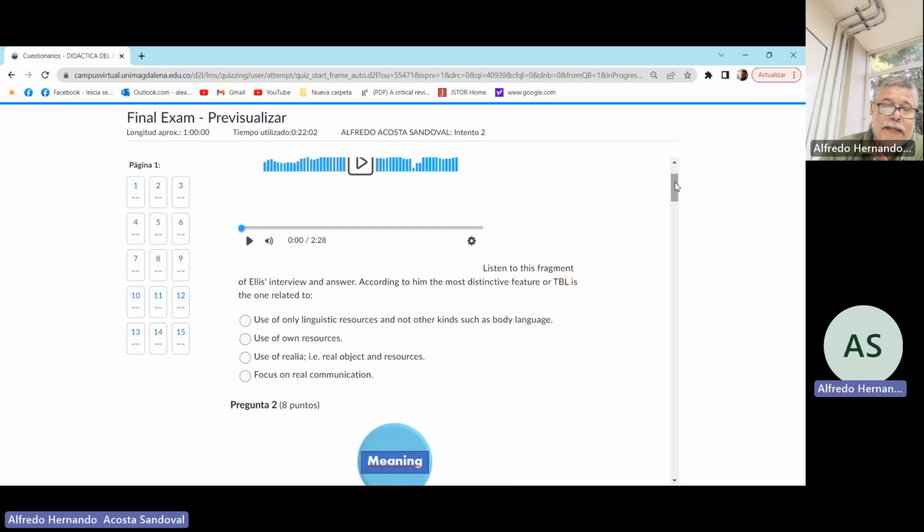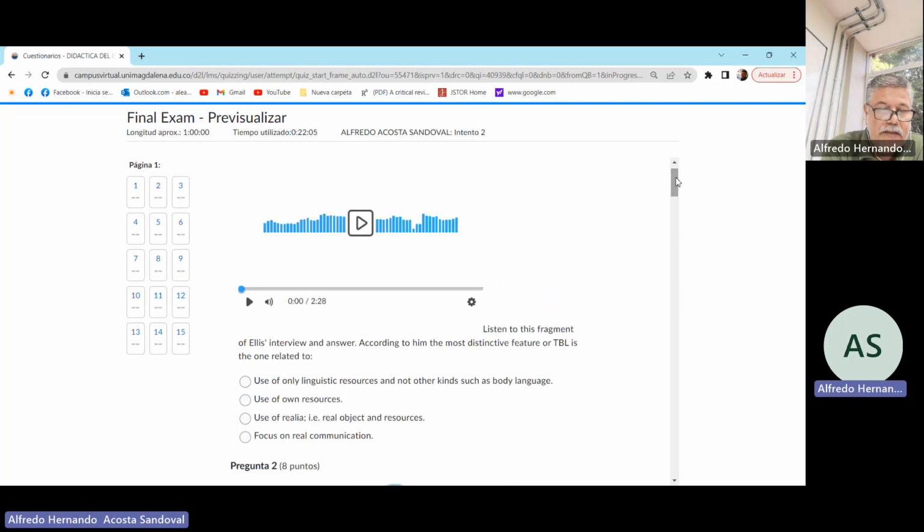So let's start. The first one says, listen to this fragment of Ellie's interview and answer. According to him, the most distinctive feature of TBL is the one related to. So here, basically, what we need to remember, more than what Ellie says in the audio, is what is the most distinctive characteristic or feature of TBL. And I tend to have the feeling that you have that very clear in your heads. The most distinctive, and he says exactly that in the audio, is the use of own resources.